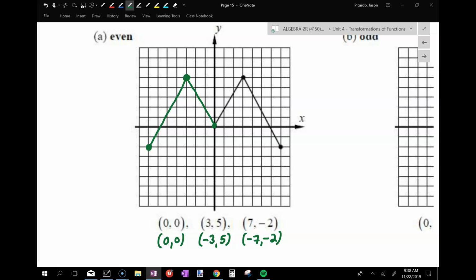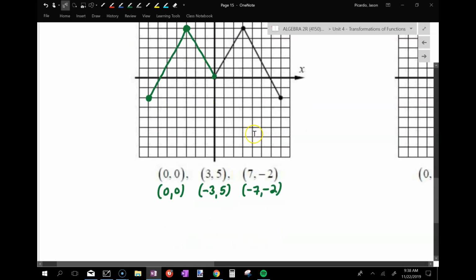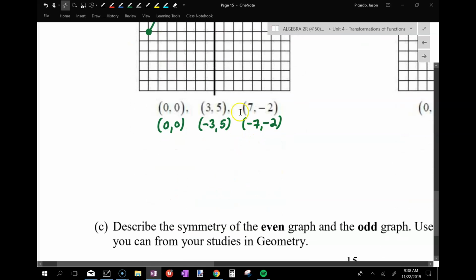Really quickly, let's do a little bit of analysis of what we just did. Look at these points. What do we notice about these points? Give me some things that are different, some things that are the same. Only the x's changed. What happened to the x's? They became negatives, right? What about the y's? The y's stayed the same, right?